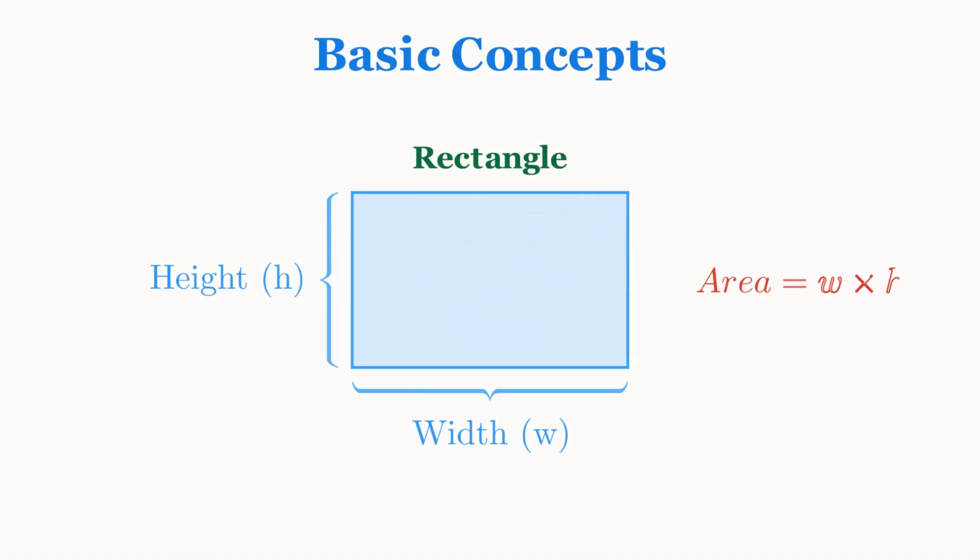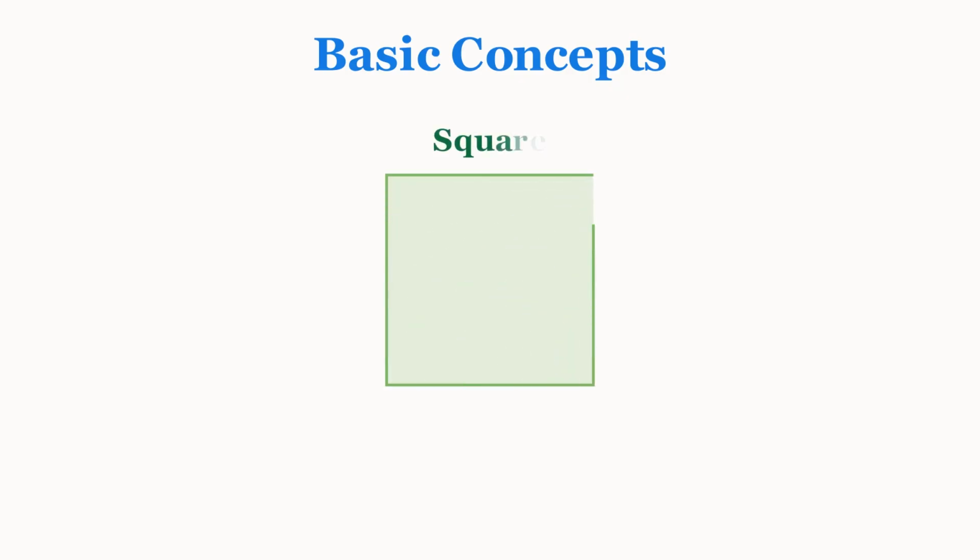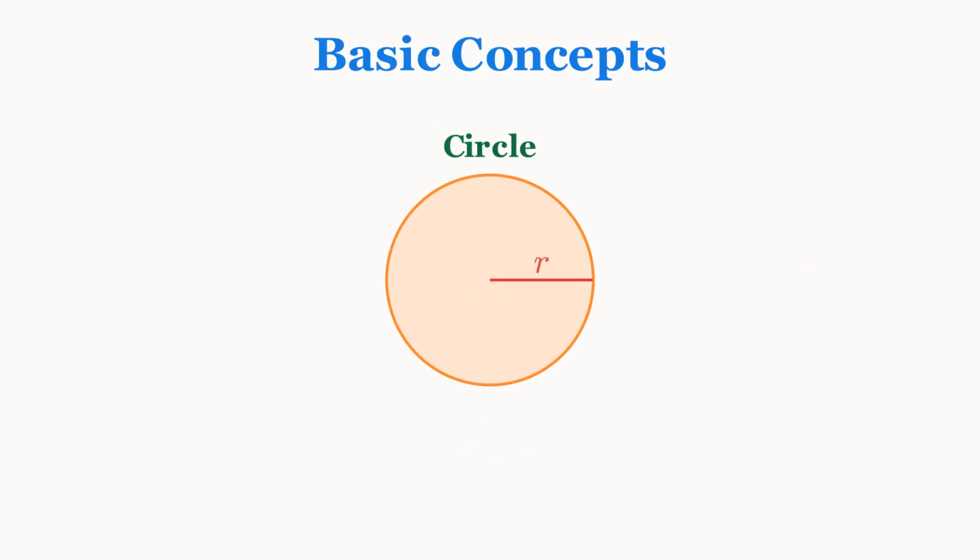A rectangle has a width and a height. Its area equals width times height. Next, the square. All sides are equal, so the area is simply side squared. And finally, the circle. Its area equals pi times the radius squared.